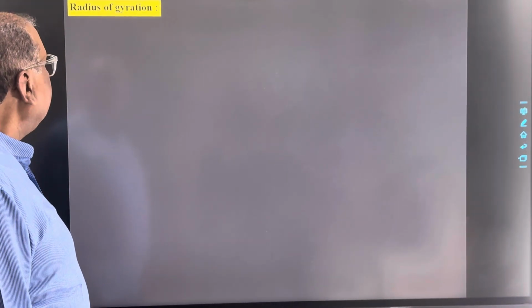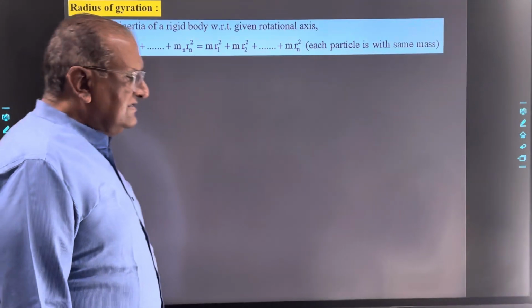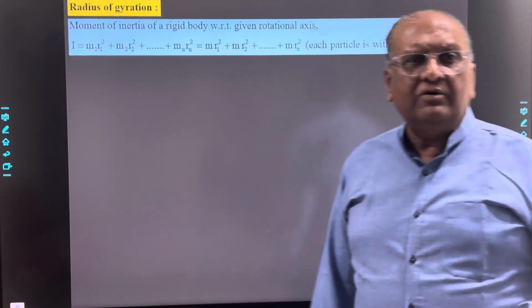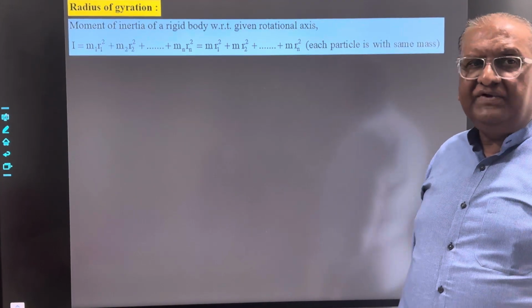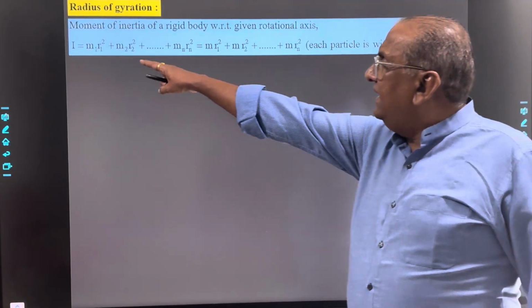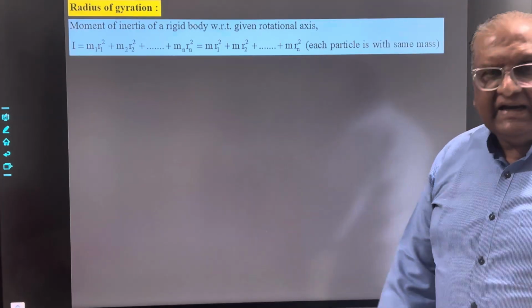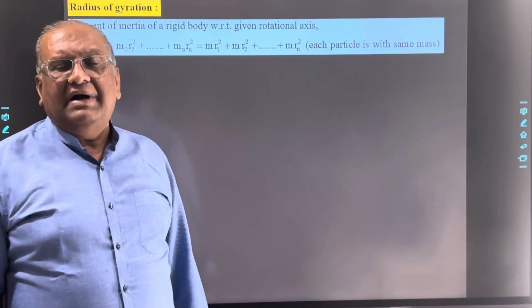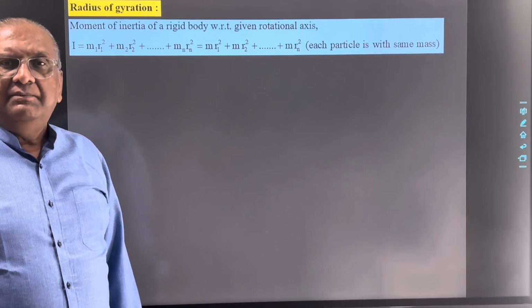Now, next topic, that is the radius of gyration. Suppose we consider a rigid body rotating about the given rotational axis. Then we can give its moment of inertia I, that is m1 r1 square plus m2 r2 square up to mn rn square.